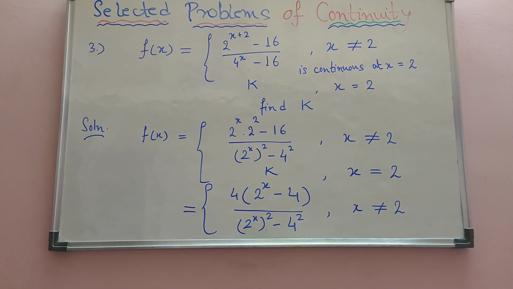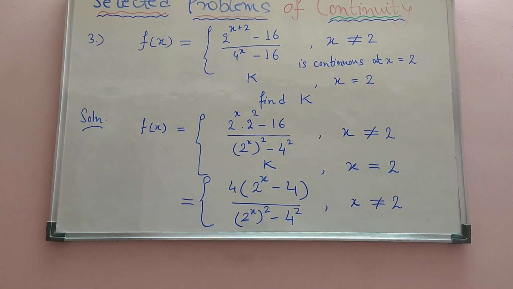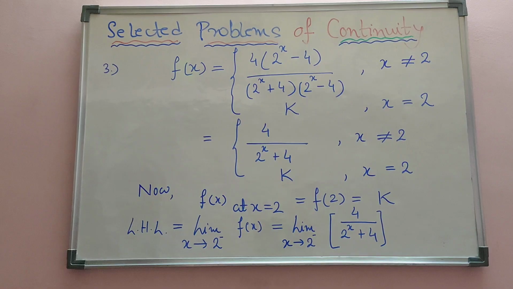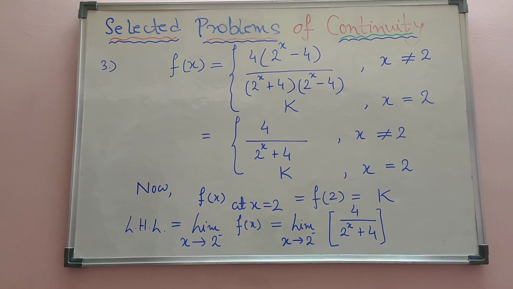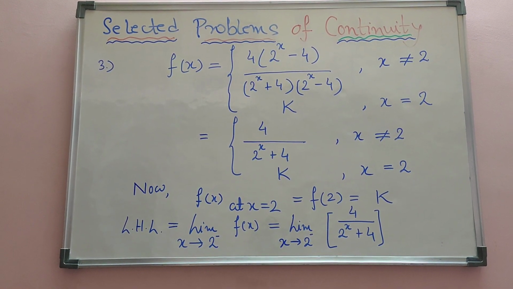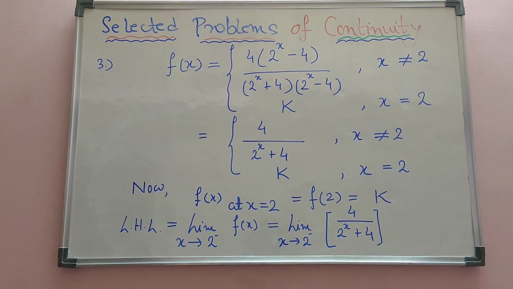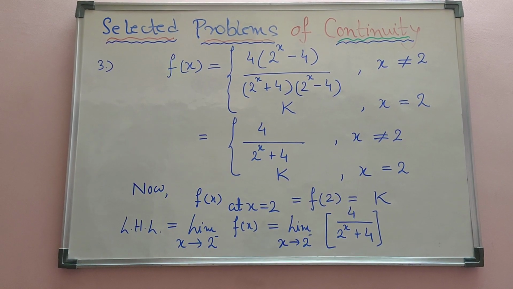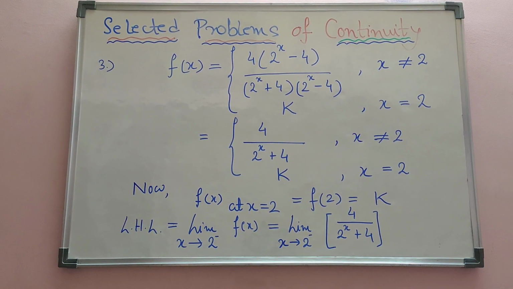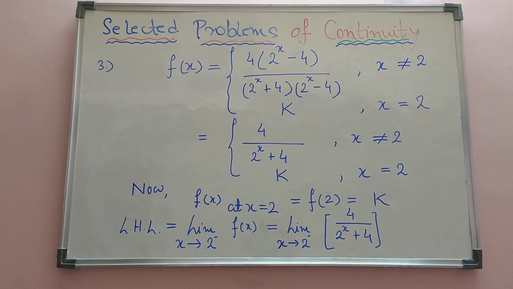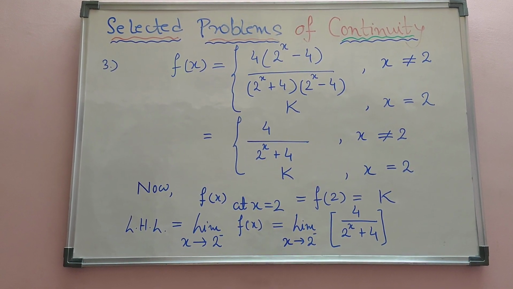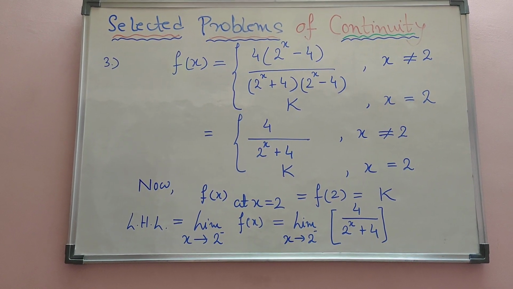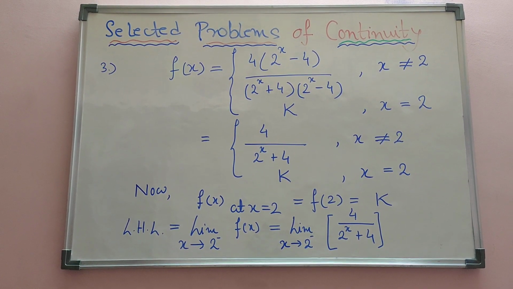Now what can we do in the next step? We use the formula of limit. Next step, the denominator we can split, because we have the denominator 2 to the power x, power 2, minus 4 square. Just according to the formula of a square minus b square, we can make it a plus b into a minus b. Same thing we can do here.